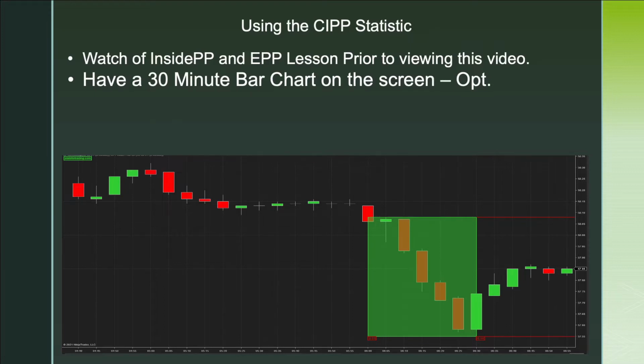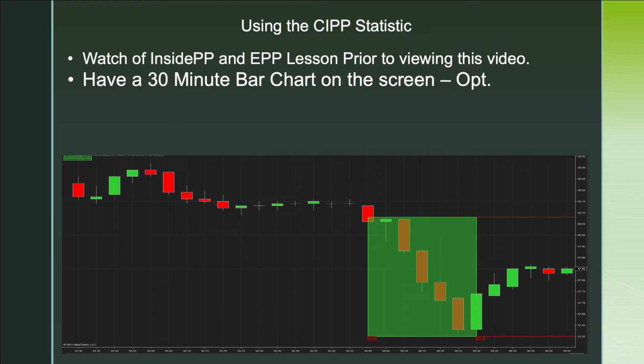Now, if you're a longer term trader, even an intraday trader, this statistic might not do you much good if you're trading for some hours or days. This is for short-term traders, those who trade usually inside a 30-minute period, or perhaps they go across 30-minute periods, but they're looking for signals very short-term.